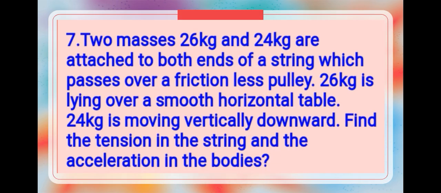Now we solve problem number 3.7. Two masses, 26 kg and 24 kg, are attached to both ends of a string which passes over a frictionless pulley. The 26 kg mass is lying over a smooth horizontal table and the 24 kg mass is moving vertically downward. Find the tension in the string and the acceleration in the body.